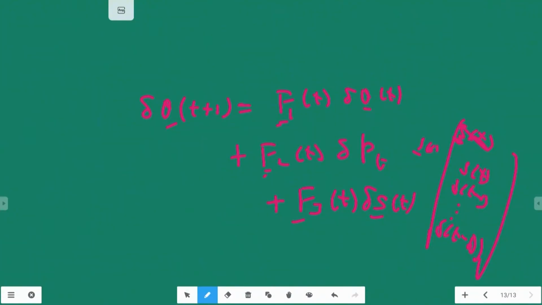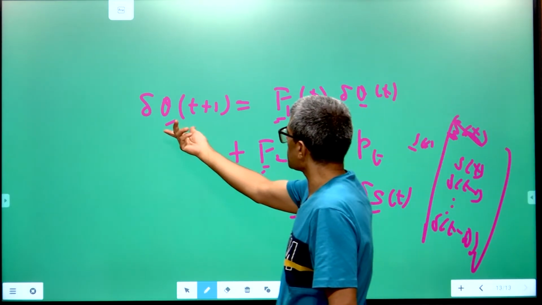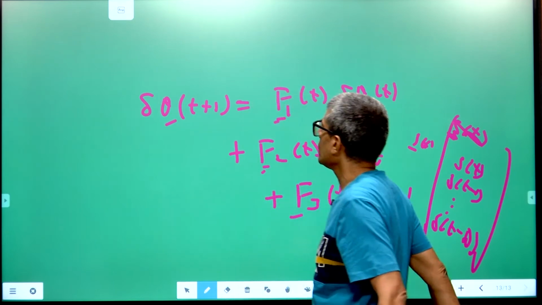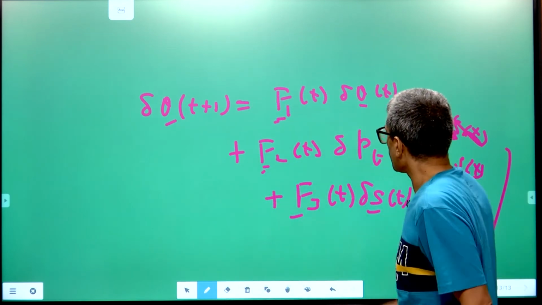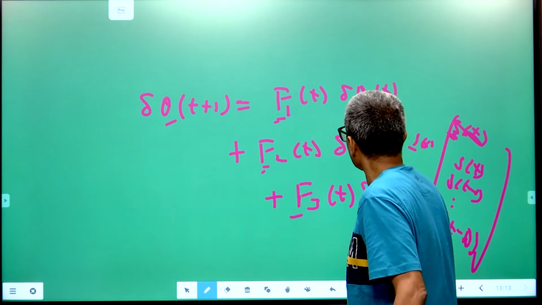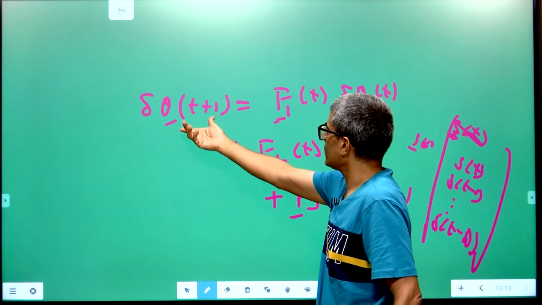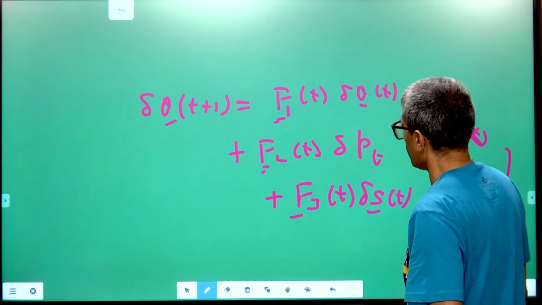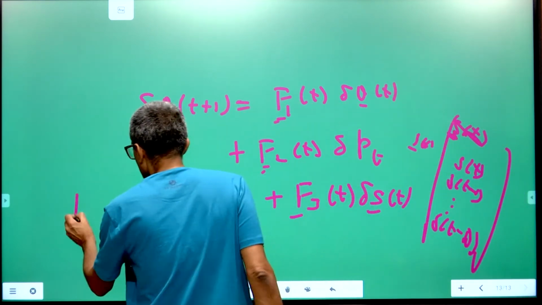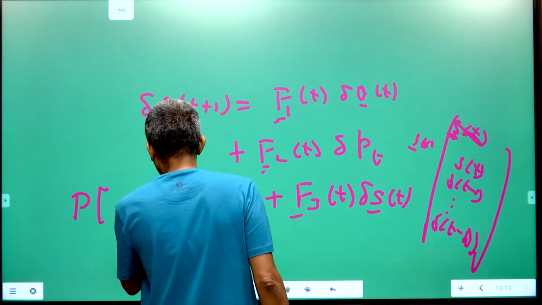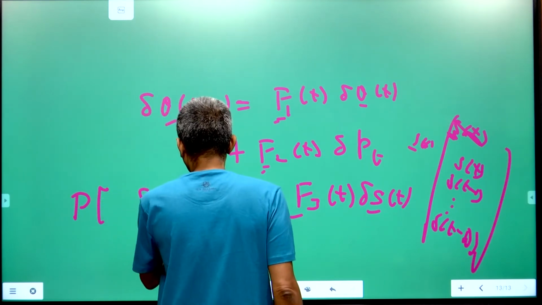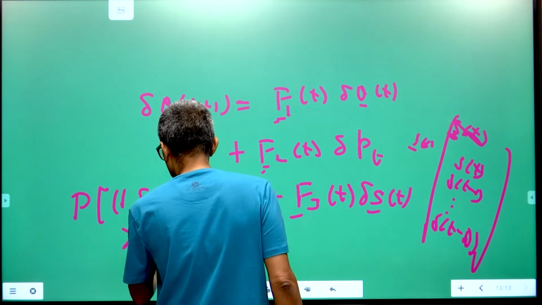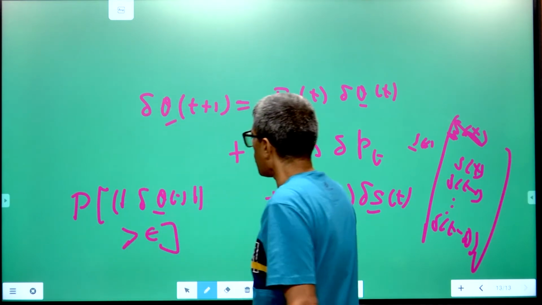So, if you know the statistics of these fluctuations delta pt, delta st and so on, then you can calculate the statistics of delta theta t plus 1. You can use large deviation theory to control the parameters in f1, f2, f3, so that delta theta t does not deviate from 0 by too large a value with a large probability. That means you consider the probability that delta theta over the whole path norm is greater than epsilon. You want this to be as small as possible.